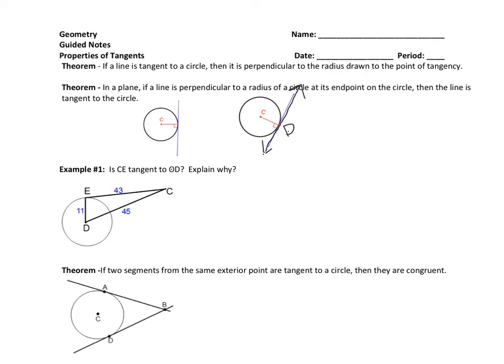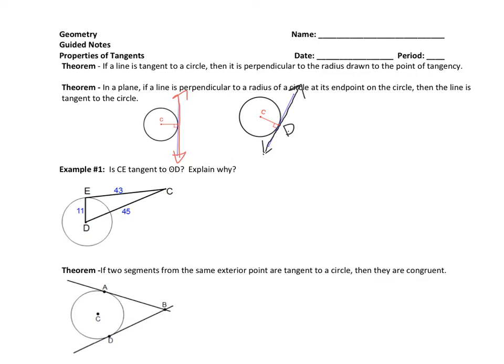Same thing over here with this red one. If I make this red, same thing, it meets circle C at some point of tangency. So the key thing is, if you want it to be tangent, it's not only at one point, but it also has to make a 90 with the radius.